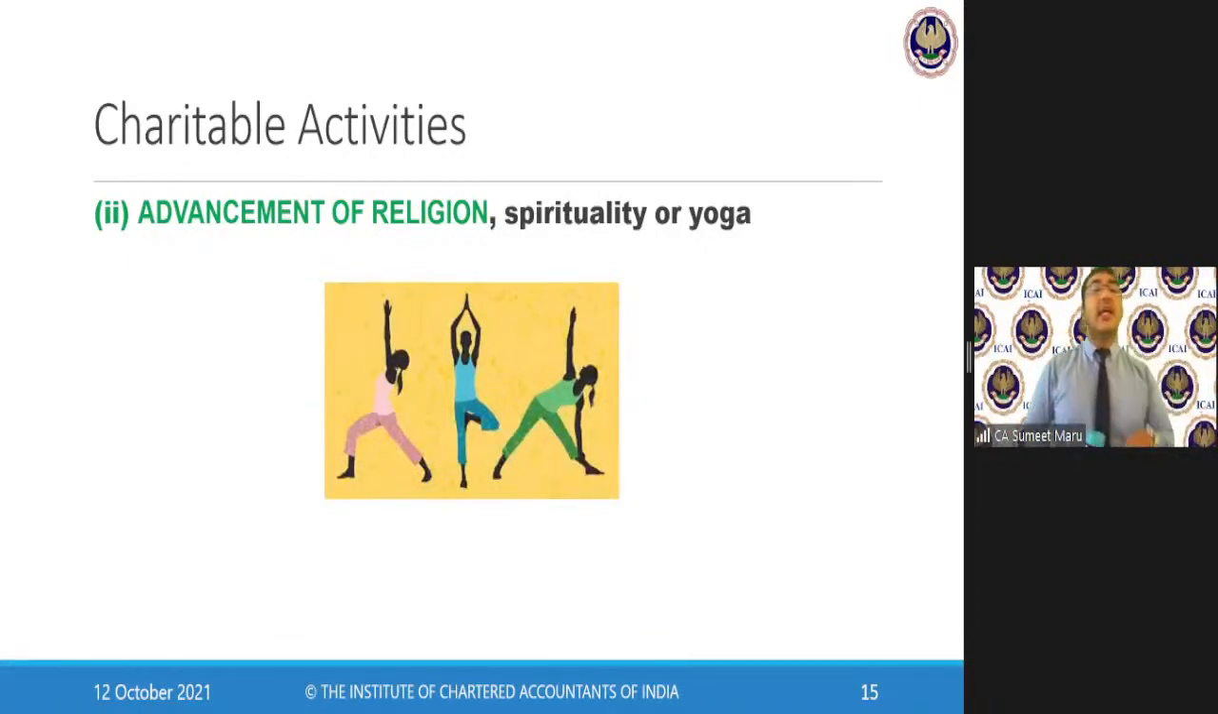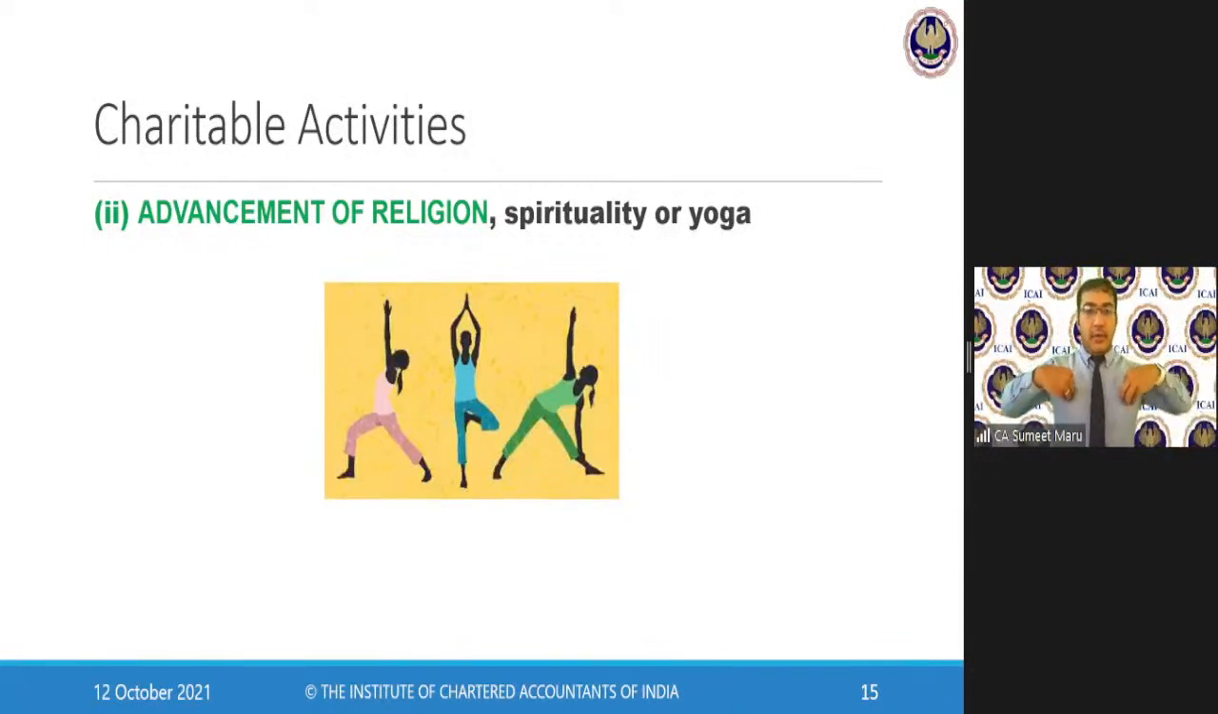So the second part here is if any trust is in advancement of religion, spirituality, or yoga. Okay, it's very simple. You are doing any religious activity, you are taking any spiritual activity, there are so many courses going on for spiritual things as well, or even if you are practicing or taking yoga. Even if you are taking yoga, that will be considered under charitable activity and you will be given an exemption. Now here a small question for you, please answer me this.